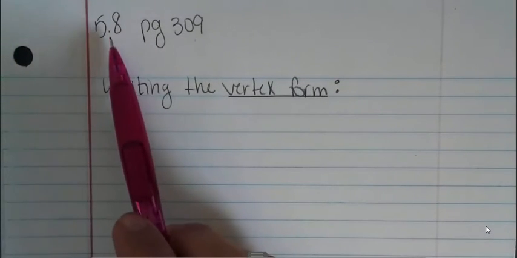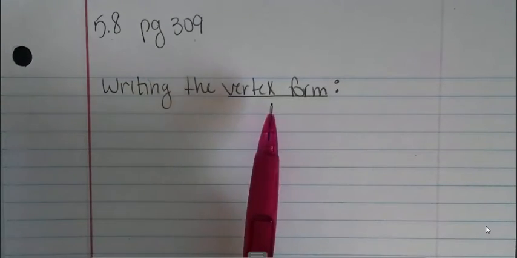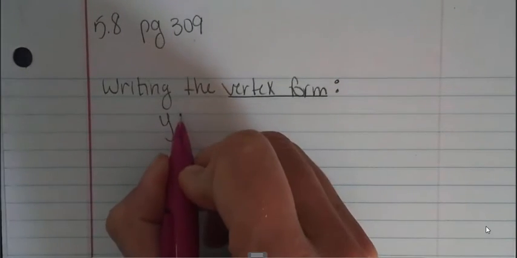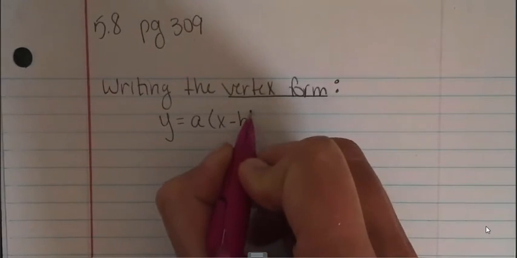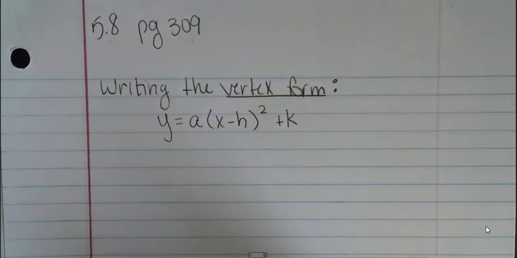I'm going to do a couple of examples like what's on your assignment from 5.8, page 309. The first one is if we're given the vertex and a point, we want to be able to write it in vertex form. So the most important thing, I think, is realizing what vertex form is. Where h and k are the coordinates of our vertex.